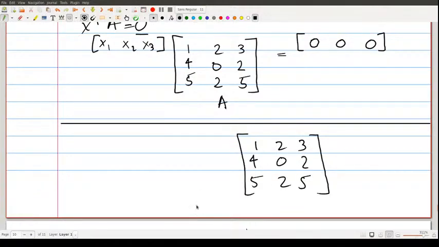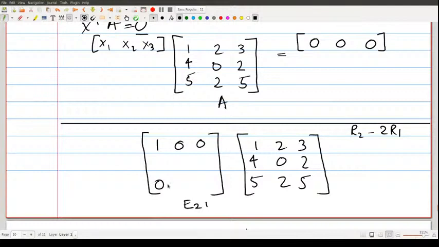We first did E21, that is elimination of this second entry by the first entry, and the process was R2 minus 2 times R1. So for this, I can make this elimination matrix: 1, 0, 0, preserve the first row, preserve the third row, and for the second row do minus 2 times the first row, 1 times the second row, and then just 0.